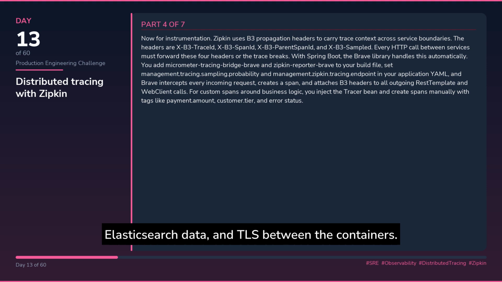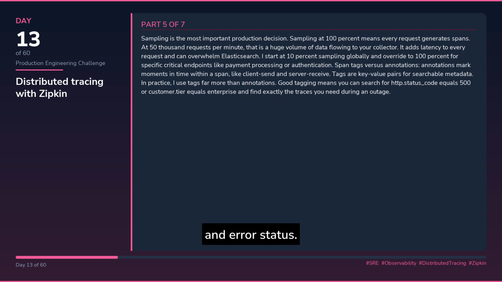For custom spans around business logic, you inject the tracer bean and create spans manually with tags like payment.amount, customer.tier, and error status. Sampling is the most important production decision.